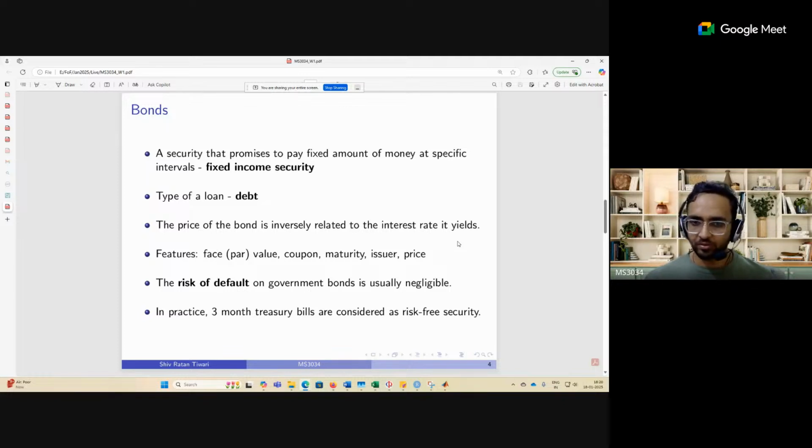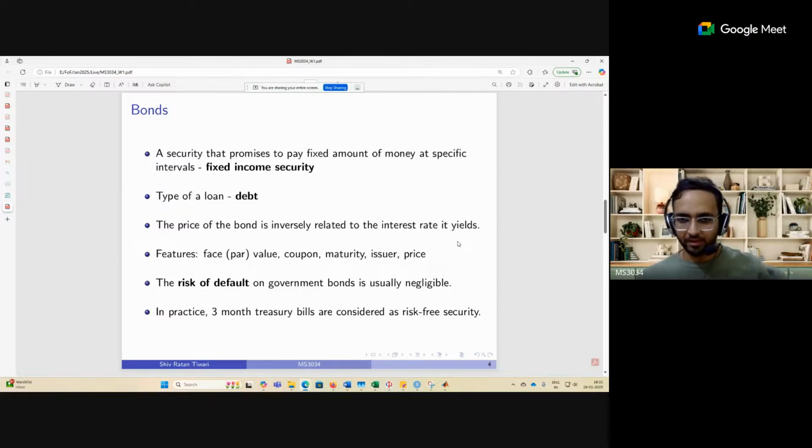The second thing is coupons. Coupon means the example which I gave you earlier. In India, a 10-year government bond gives you a coupon payment every 6 months. A coupon payment can be a fixed amount, it can be a percentage of the face value, or it can be linked to some other financial market thing, like other interest rates.